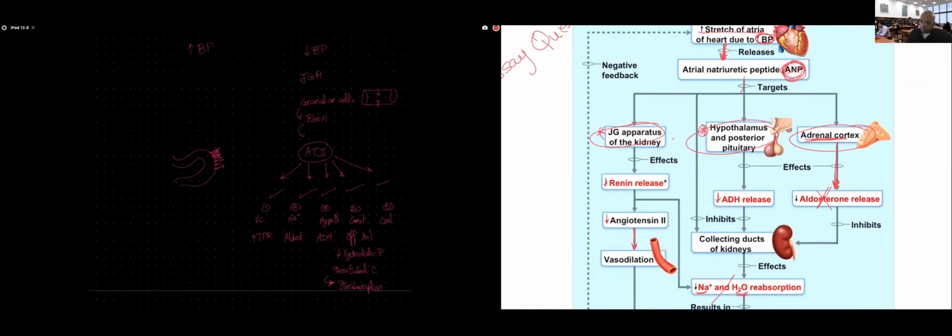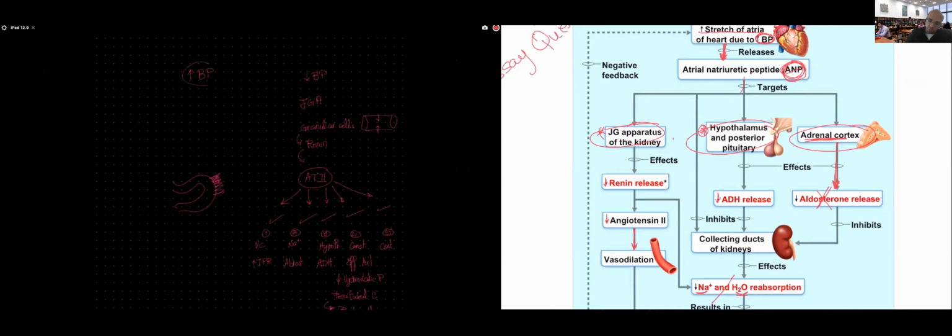All right, so those are simply speaking the 2 parts of the essay question: how your body responds to high blood pressure, how your body responds to low blood pressure. Again, this question is going to be out of 15 points towards your lab exam.